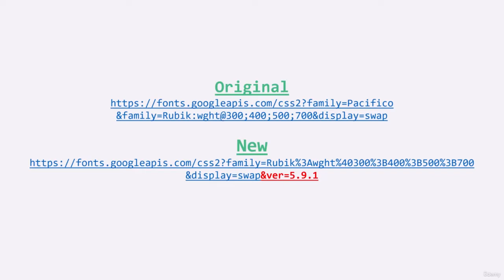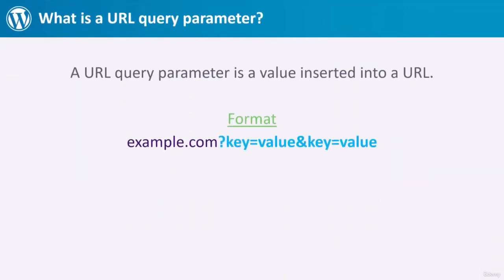During the registration process, WordPress will add a query parameter called version to the URL. I've highlighted this portion of the URL in red. That begs the question, what is a query parameter? A URL query parameter refers to a value added to a URL. We have different ways of sending additional data to a server. A standard solution is to add a query parameter to a URL.